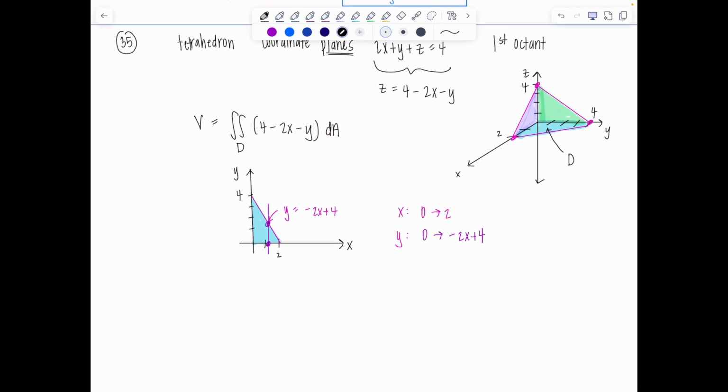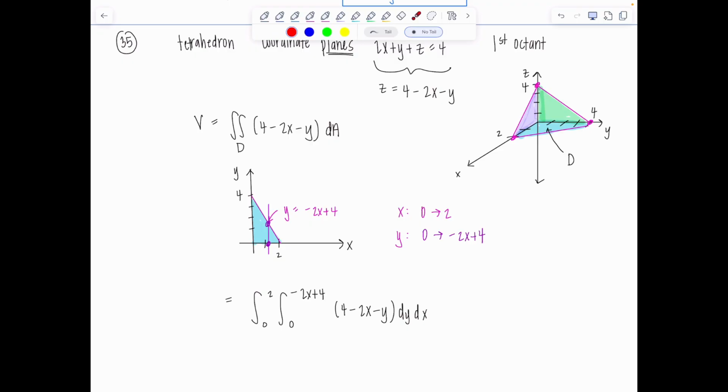So then from here, I would write out, you have 0 to 2. Oh, heavens to Betsy. 0 to negative 2x plus 4. And then 4 minus 2x minus y. What's our order? dy dx. Perfect. Okay. You got it from here? Yeah. Okay. Professor, can we assume it's going to be dy dx because the bounds is with x, not y?